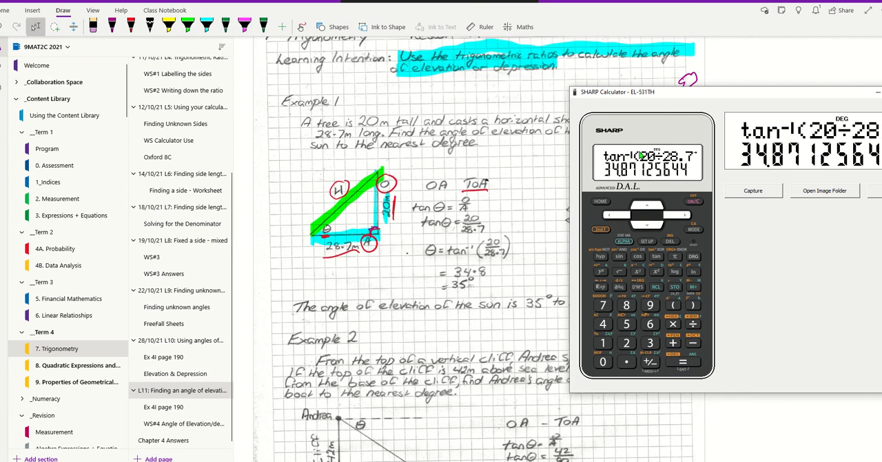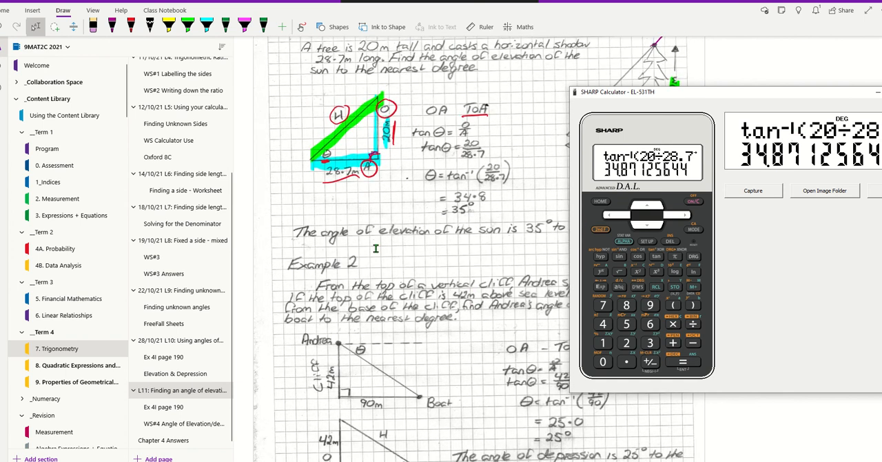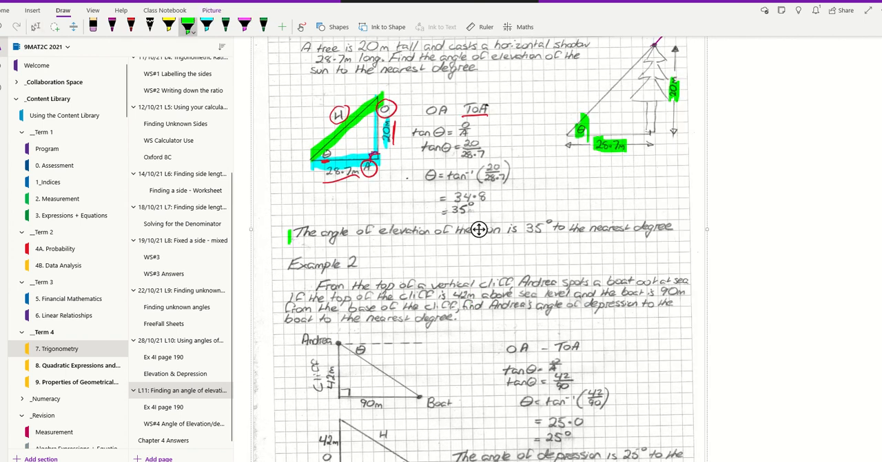34.87. If I do it this way and I don't put my bracket in, I'll get the wrong answer because it's going to work me out 10 minus 1 of 20, come back in the answer and then divide it by 28.7. It will not be the same. Okay, so there's my answer. So what I do is I just answer it by saying the angle of elevation of the sun is 35 degrees to the nearest degree.